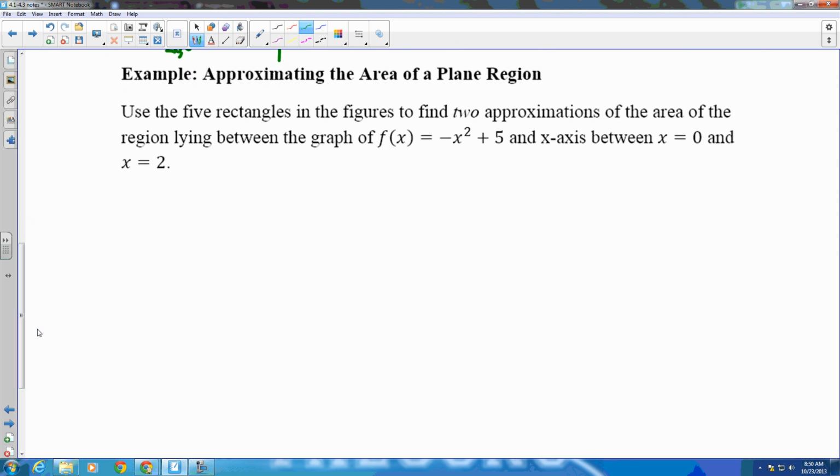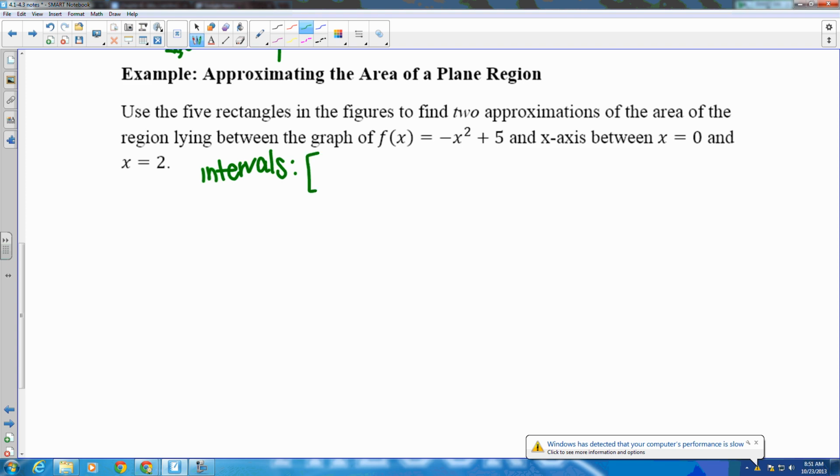Okay, we are asked to use 5 rectangles in a figure to find 2 approximations of the area of the region lying between the graph of negative x squared plus 5 and the x-axis between 0 and 2. If we're asked to find 5 rectangles, then we're going to have 5 different intervals. If we're starting at 0 and ending at 2, we have to break that into fifths. 0 to 2 divided by 5.